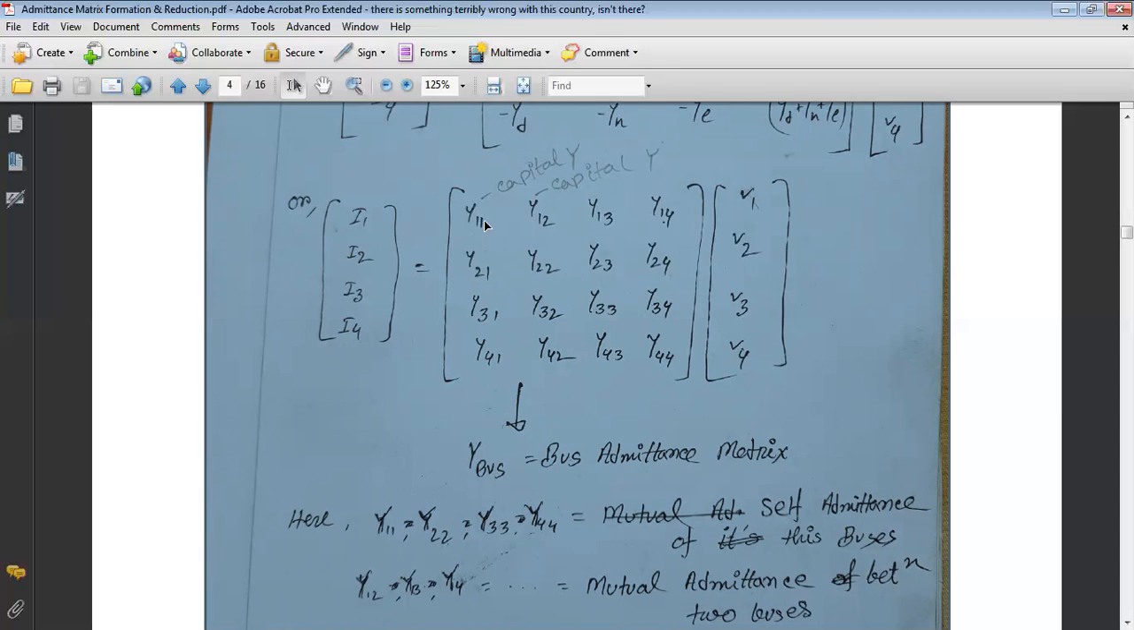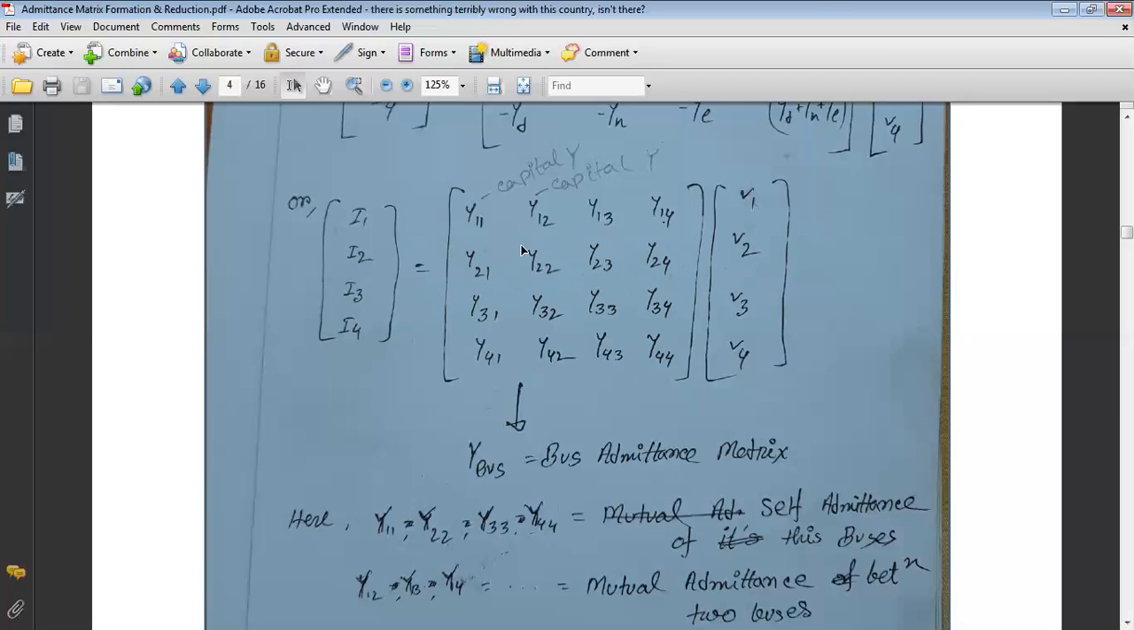In every row there should be a single self-admittance. In the first row, the self-admittance is Y11. In the second row, it is Y22. In the third row, it is Y33. In the fourth row, it is Y44. So these are the diagonal elements. The self-admittances of the Y bus are the diagonal elements. So Y11, Y22, Y33, Y44 are called the self-admittance.